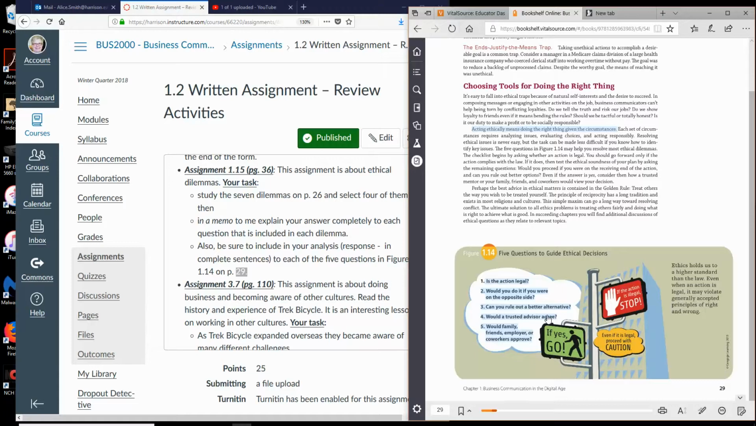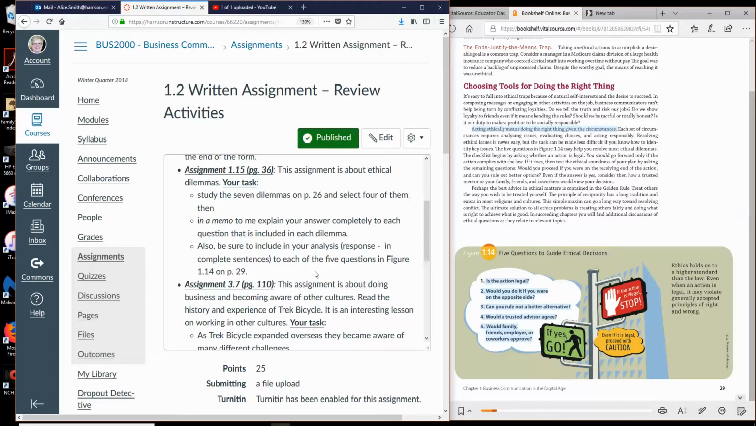Can you rule out a better alternative? Okay, is there a better way to make your resume look really cool without lying on it or inflating it? Would a trusted advisor agree with what you did, either inflating it or not inflating it, depending on what your answer would be? And would family, friends, employer, or coworkers approve? And that's what you have to respond to for each of those 4.